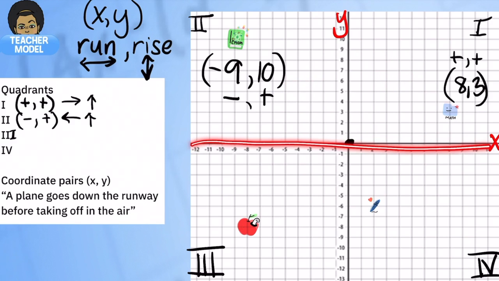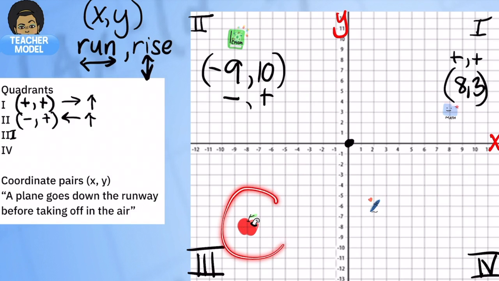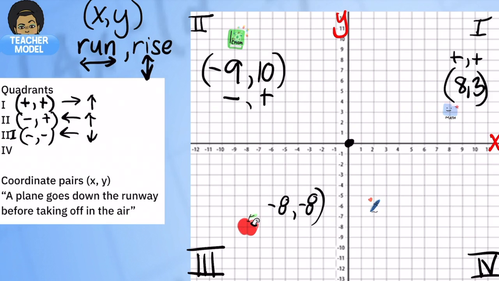Let's go to the bottom half. Now we know down here our y's are going to be negative. But what do we notice about our x's? Well, it depends on the direction we're really going, doesn't it? Let's look at our apple. Our apple is to the left of 0, so that makes it negative, and our y is below 0, so it is also negative. So here's negative and negative, to the left and down. And that is quadrant 3. In this case, we went to the left 8 times and down 8 times. So (-8, -8) is this point, a negative and a negative.